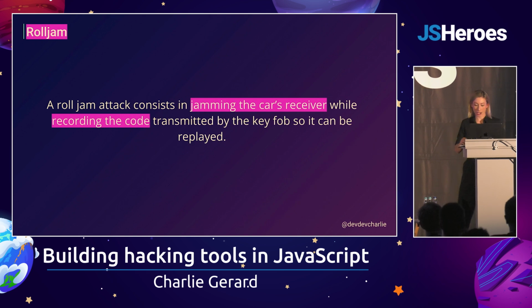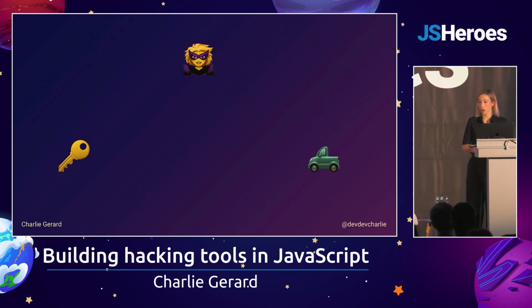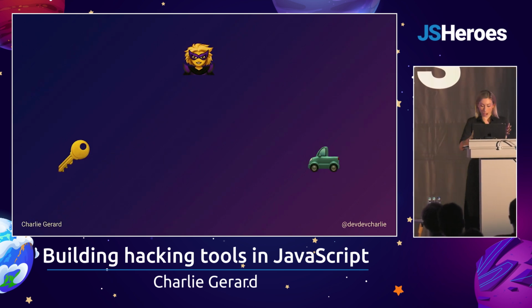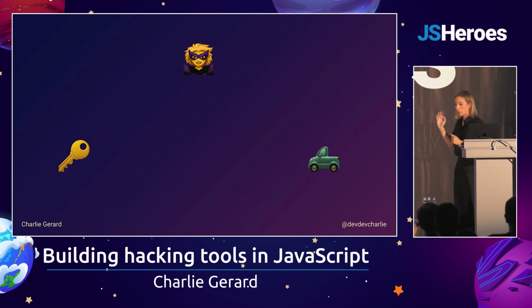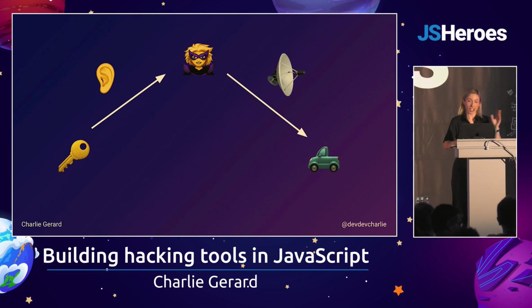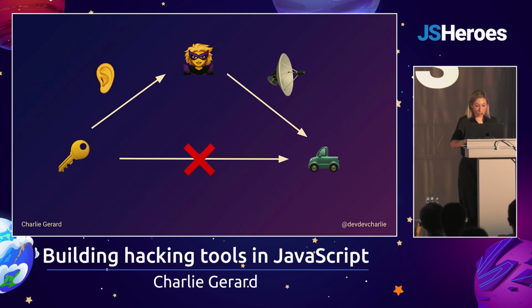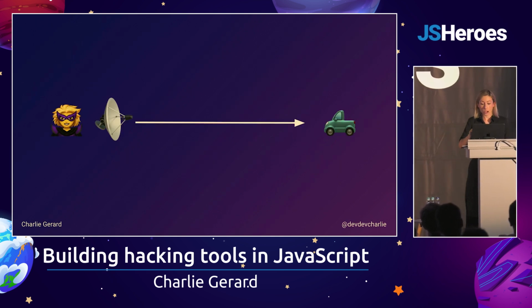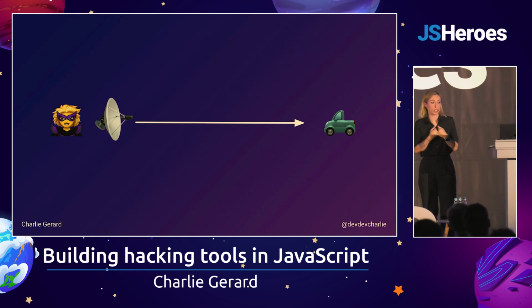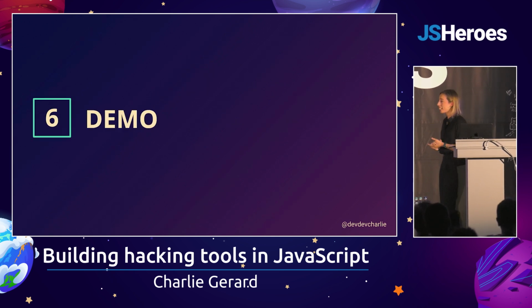But there is a way around that, called a roll jam attack. A roll jam attack consists of jamming the car's receiver while you record the code transmitted by the key fob so it can be replayed. Again, in emojis: I'm the attacker in the middle between the car and the key. I want to listen to the code transmitted by the key, and I want to jam the car's receiver with my antenna so that the car does not receive the code, but I do. Then I can transmit the code that I received, because the car has not yet received it, and then party, I can leave with the car.